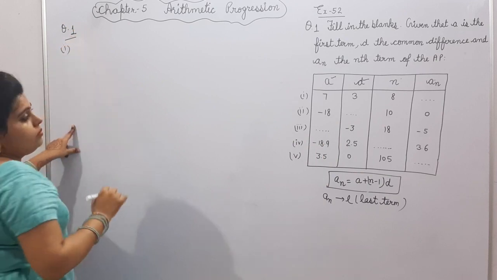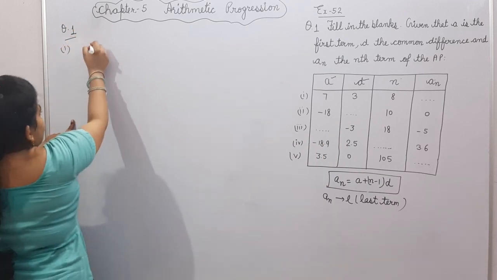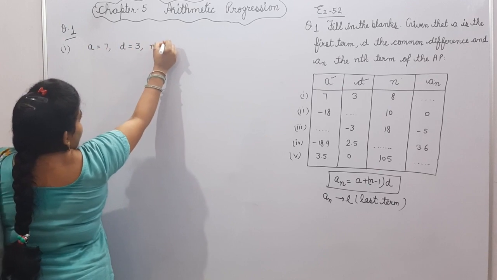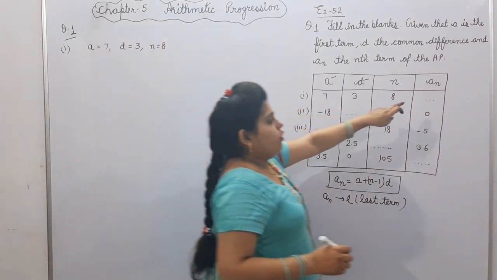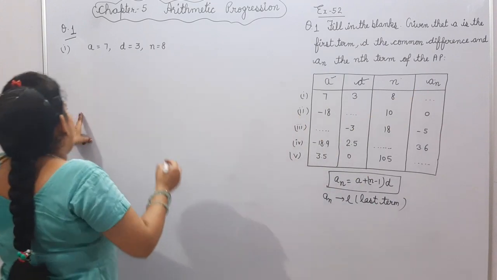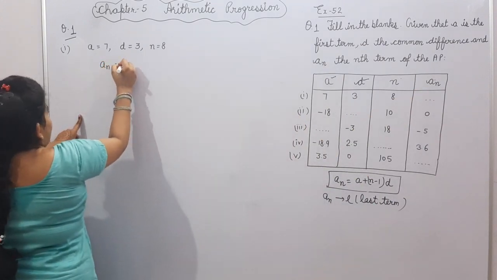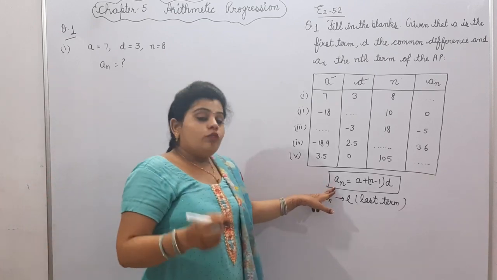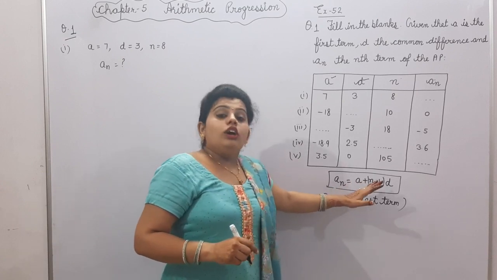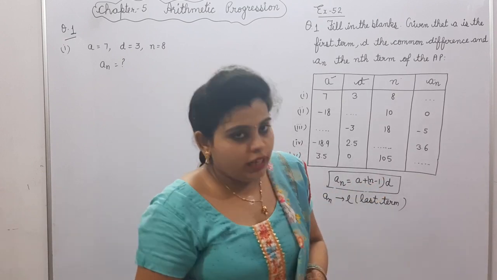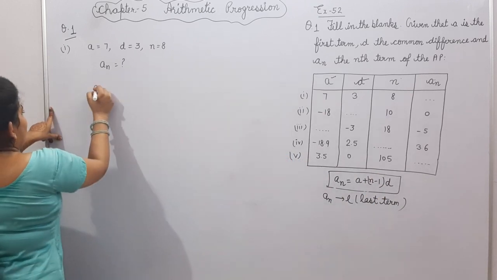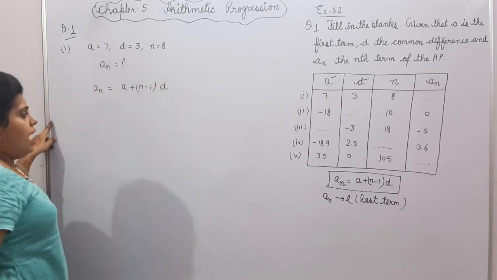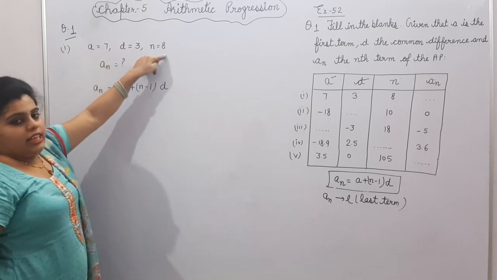Let's see question number 1. First part. In first part, what is given? A is equal to 7, D is equal to 3 and n is equal to 8. And what we have to find? We have to find An, means nth term of the AP. We have to find the value of An here. How we will find this An beta? Here we got the formula, An is equal to A plus n minus 1 into D. Now in this formula we will put these values only.